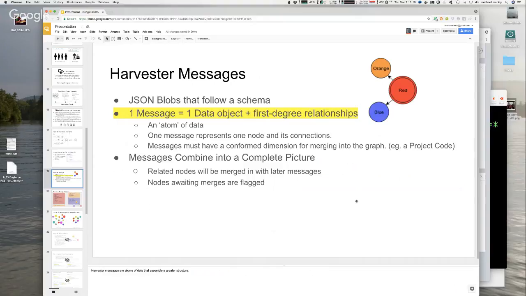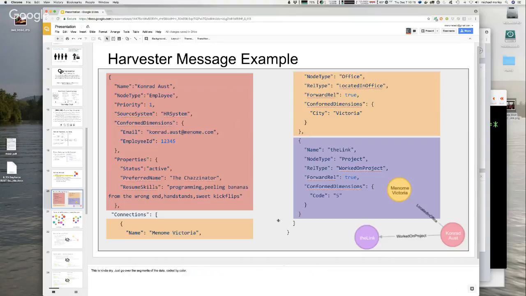So the message structure itself looks something like this. You do not have to worry about actually reading this. What you really need to know is what's in this red box here is essentially the nucleus of this atom of data. And it contains everything that we can form on for the prime data object it represents, and a bunch of properties, where it came from, what its priority is, a bunch of other metadata. What's in the yellow and the purple are first degree connections from this data object. So in this case, we're representing Konrad Aust, which is me. We're representing that I'm located in Minom, Victoria, which is our satellite office, and that I worked on a project called The Link. So this down here is what it should look like when it's actually merged into the graph.